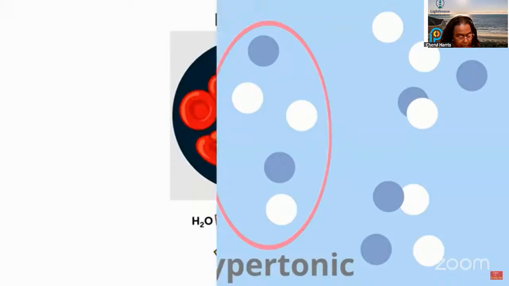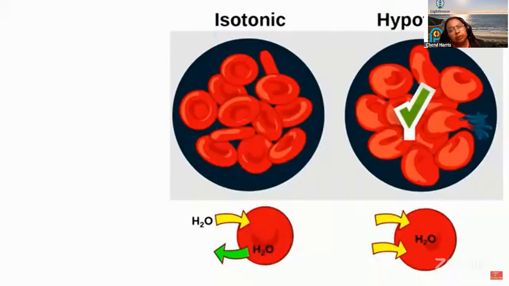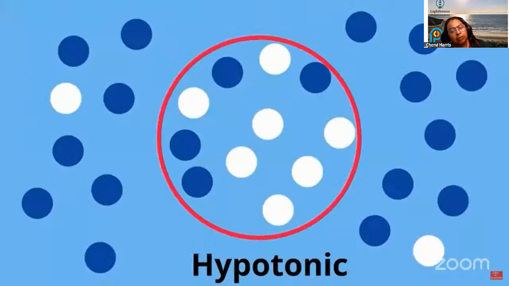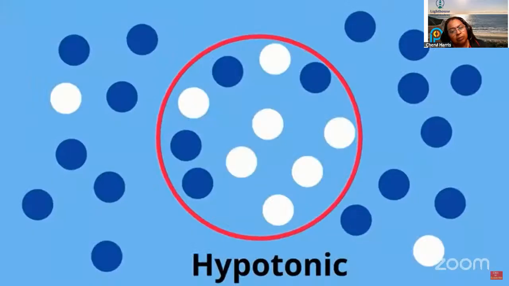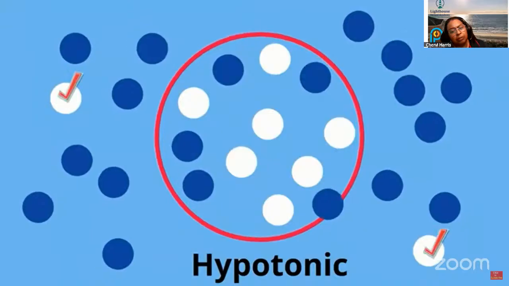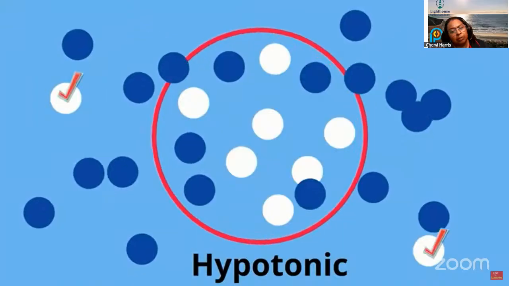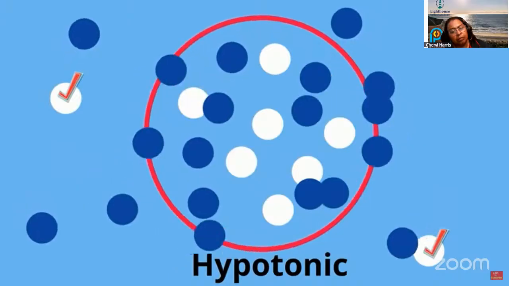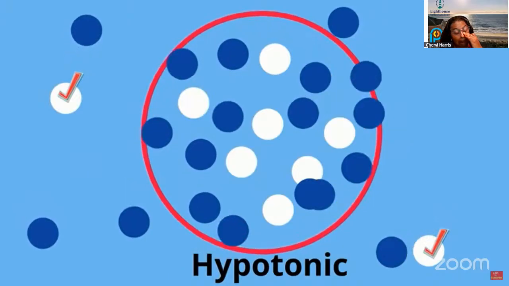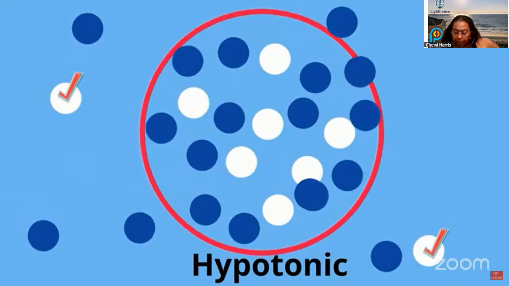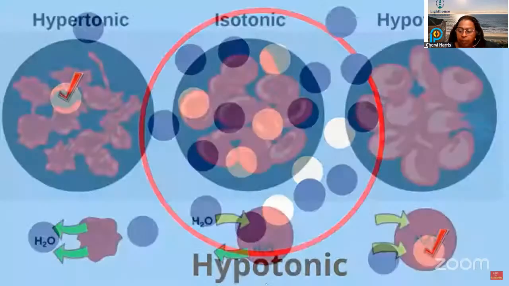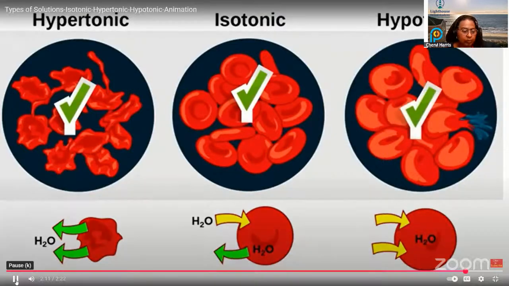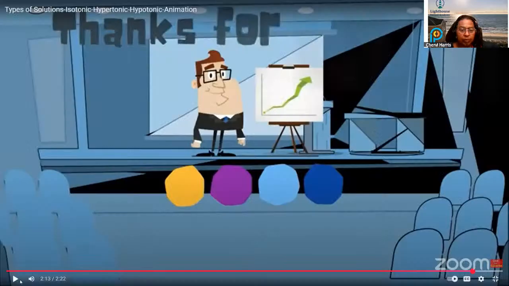Now, hypotonic, hypo meaning below, tonic meaning strength, and notice there are very little solute outside the cell, and a higher concentration of solvent outside the cell. So the solvent flows into the cell, remember high to low, and the cell will expand. I hope that's been helpful in knowing the difference between isotonic, hypertonic, and hypotonic.